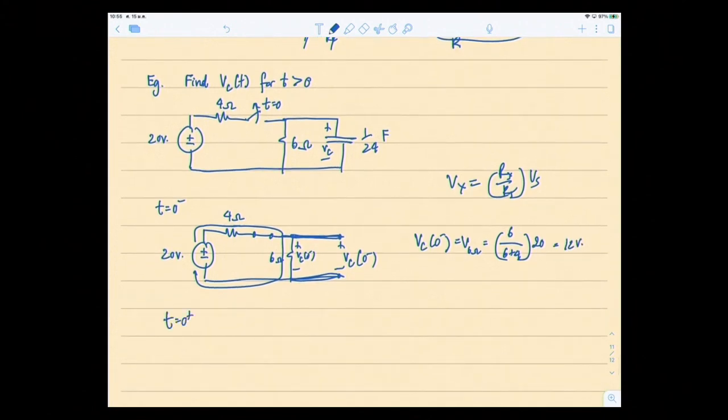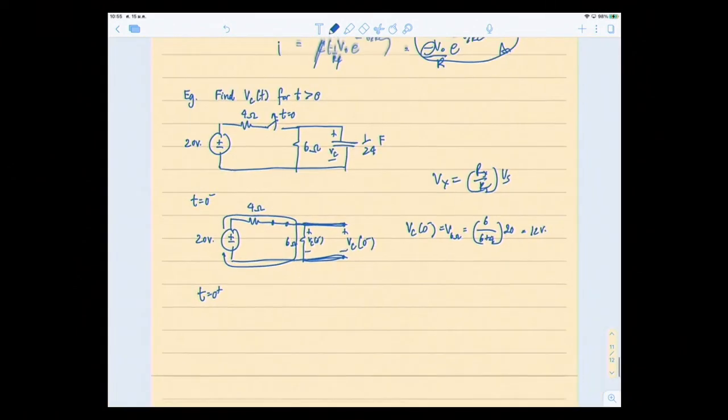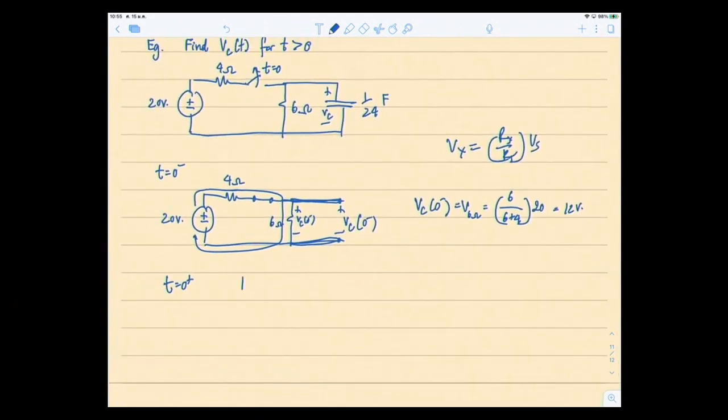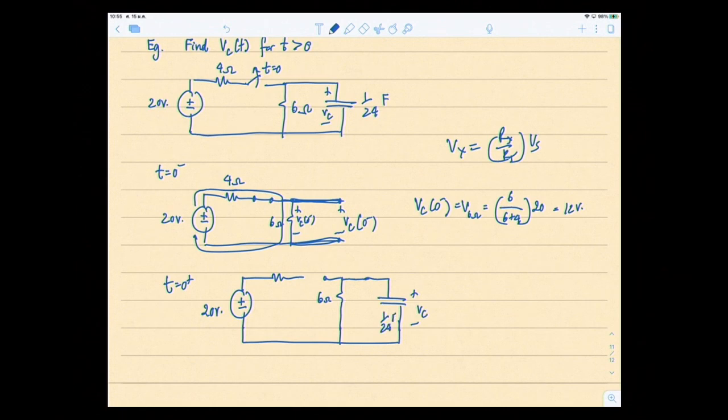At t equal to 0 plus, what does your circuit look like? So draw your circuit please, make it a good practice. What happened? Oh, it's open. So 6 ohm and capacitor, VC, 1 over 24 farad, 6 ohms. Well, the answer you want is right here. This is open already, so this part of the circuit's gone.